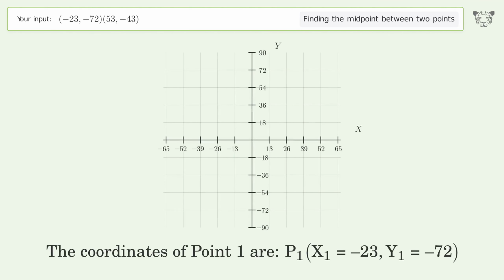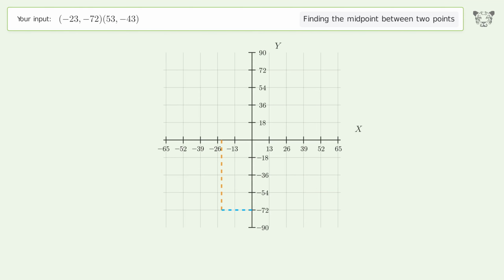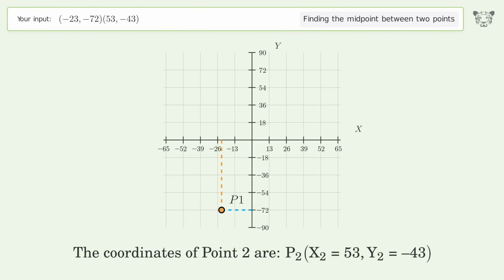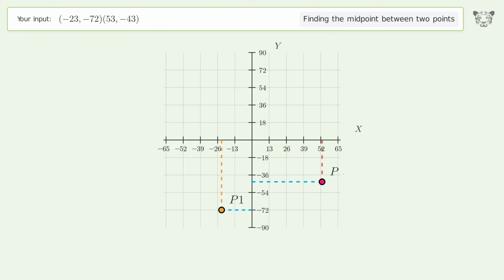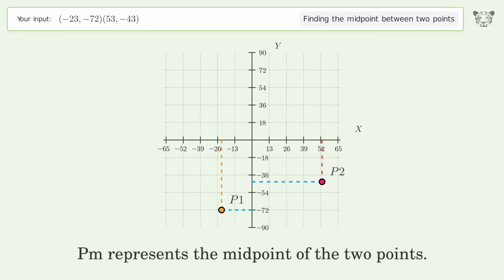The coordinates of point 1 are x1 equals negative 23, y1 equals negative 72. The coordinates of point 2 are x2 equals 53, y2 equals negative 43. PM represents the midpoint of the 2 points.